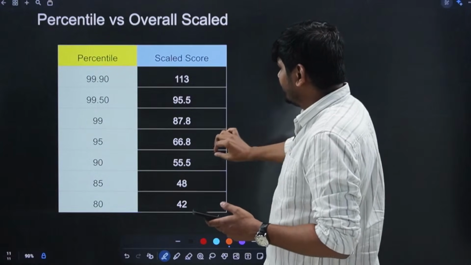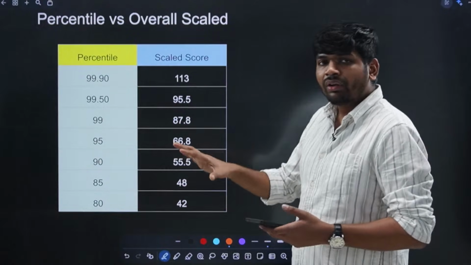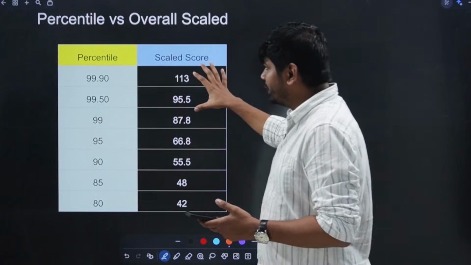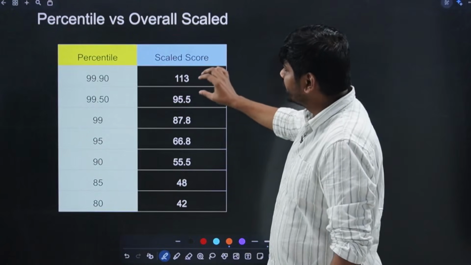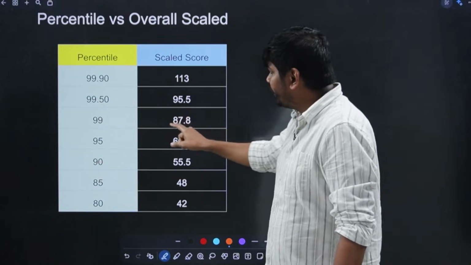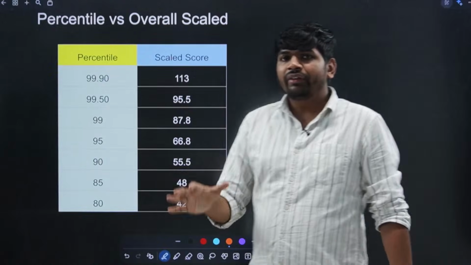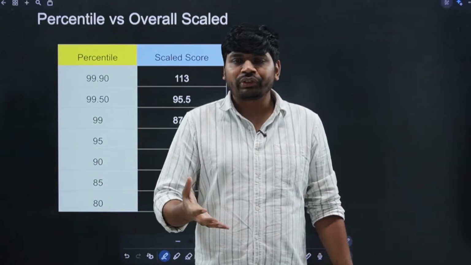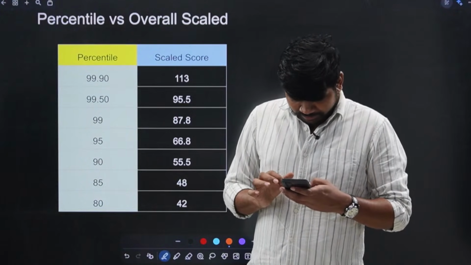So if you want your scale score, please calculate it. Go to the cracku.in CAT score calculator, upload your response sheet, then you will get your scale score. Based on your scale score, we have given you data for your percentile. If your scale score is around 113, you will get 99.90. If your scale score is around 87.8, you will get 99 percentile. We have updated all the answers in our website, so if you upload your response sheet, you will get the exact score.